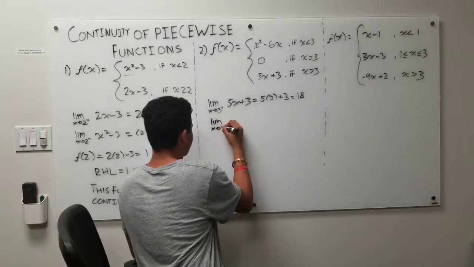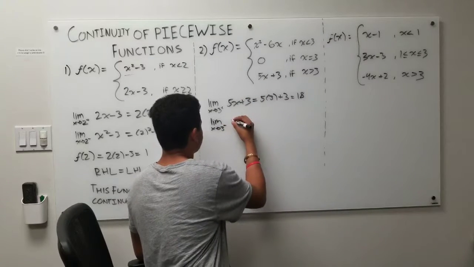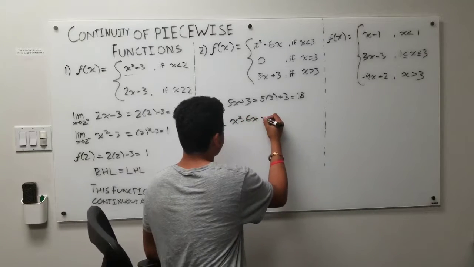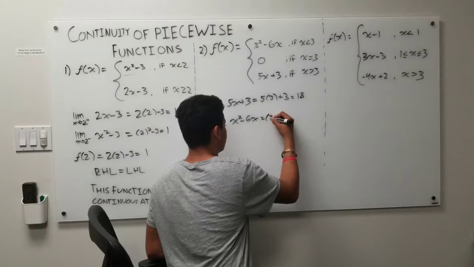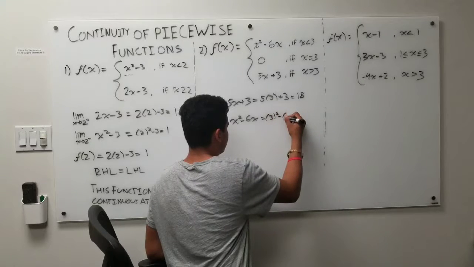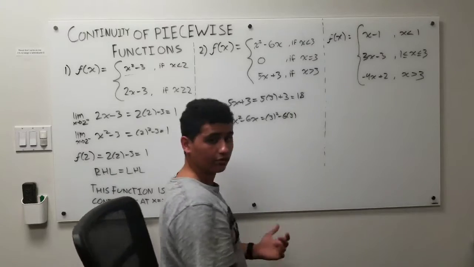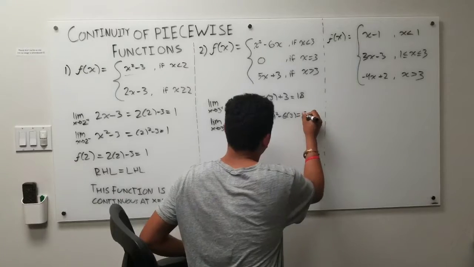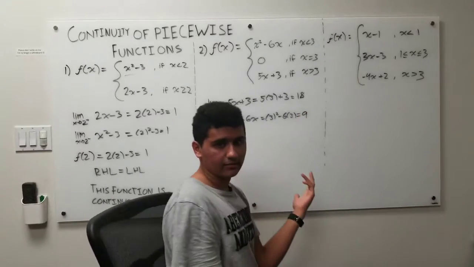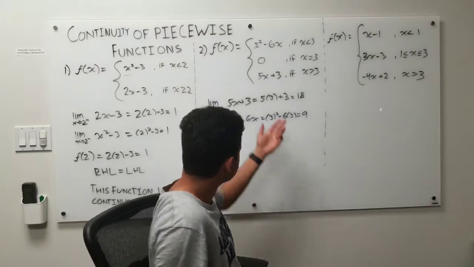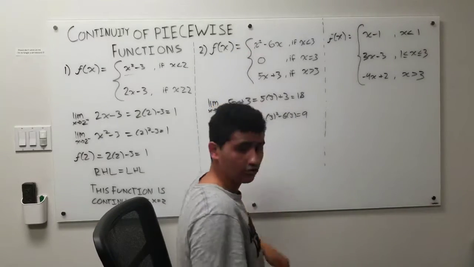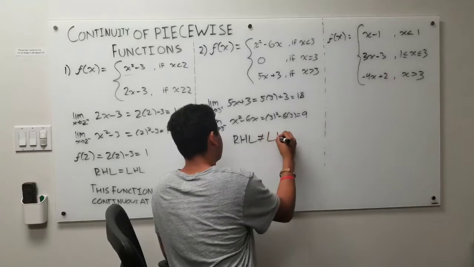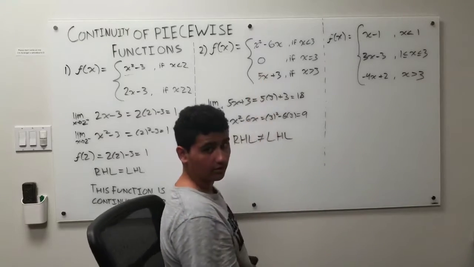Limit as x approaches 3 from the left side of x squared minus 6x. And this is going to equal 3 squared minus 6 times 3. Now 3 squared is 27. 27 minus 18. 27 minus 18 is 9. So we could already see the limit doesn't exist, which already signifies that it's not continuous. And overarching all of that, it's not equal to 0. So right-handed limit is not equal to left-handed limit, and it's not equal to the actual point itself.